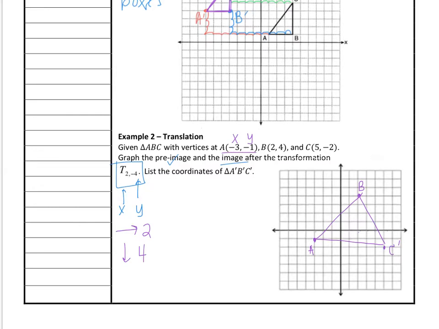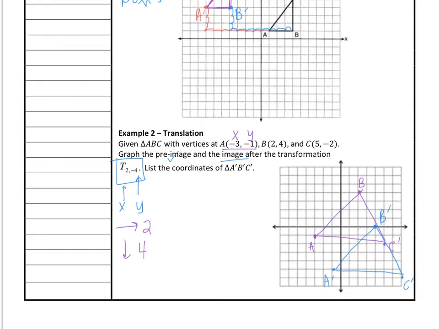Go ahead, pause the video, and plot that on your picture, and then hit play when you're ready to see what it looks like. Take every point, go to the right 2, down 4, right 2, down 4, right 2, down 4. Okay, so you should have a picture that looks like mine. Again, I just went right 2, down 4 for every point.